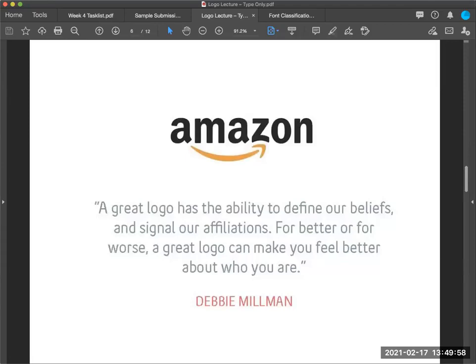A great logo has the ability to define a belief system and signal affiliations or loyalties. So now when we see this Amazon logo, there's obviously a great concept behind it, from the smile to the from A to Z to the friendliness and the soft nature of the typeface that was chosen.